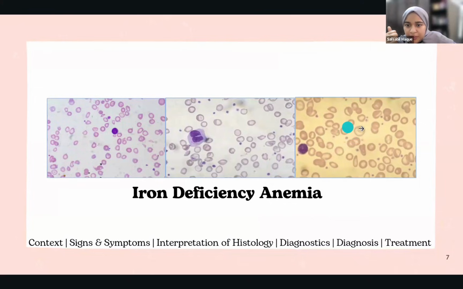Okay, can you see my pointer? Yes. Okay, perfect. Okay, so we can see target cells sometimes. We can see pencil cells sometimes. And I believe that's it. So these are common for iron deficiency anemia.